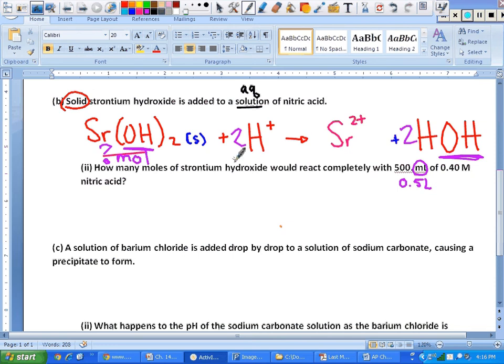Now, why do I put it there when it says nitric acid? Because that's where nitric acid should be, right? We've crossed off the nitrate. So, what type of conversion is this? Mole to mole. Guys, if you can't do this, you really don't need to be in this class. 0.2 moles of H plus, where did mole to mole come from? The coefficients. So it's 2 to 1.